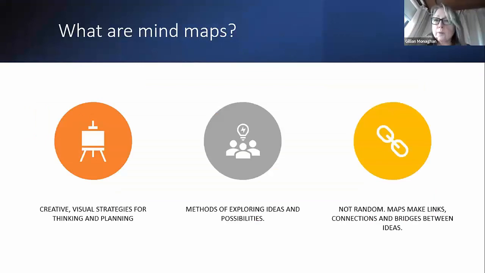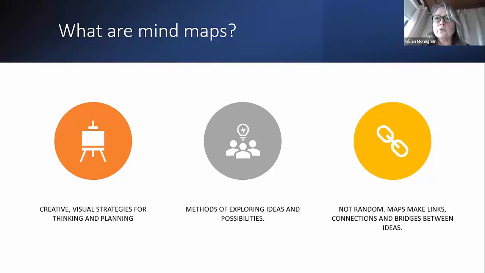So what are mind maps? Mind maps are a visual representation of your thinking. So they allow you to think creatively about the task ahead, to get ideas out on paper. They're a method of exploring your ideas and exploring the possibilities of how you might approach an assignment, what you might include in an assignment.